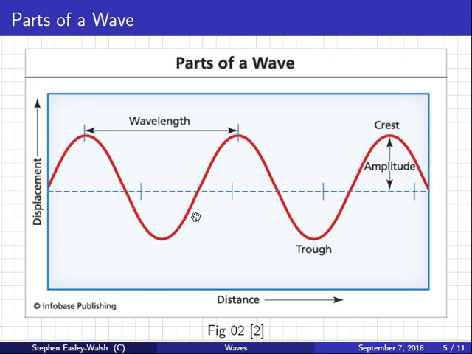And also, I need this word here. So this is the displacement, and this one is the distance. So the wave travels a distance, and the particles are displaced along the way. Okay? Do you know this word, crest? It means the top, the peak. And trough means the bottom.